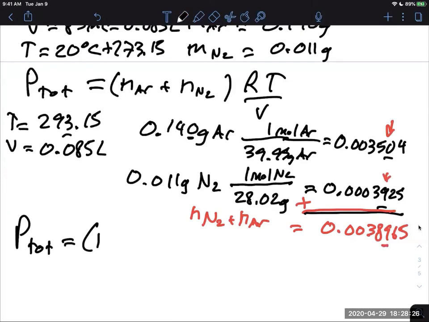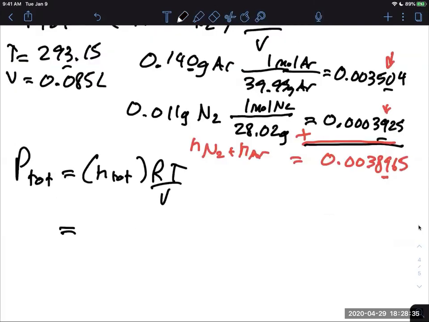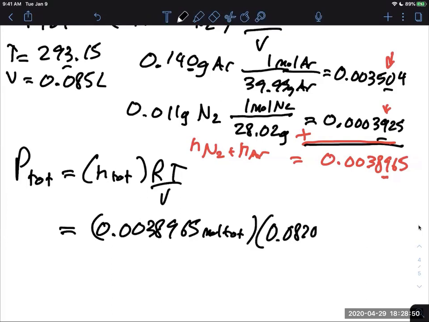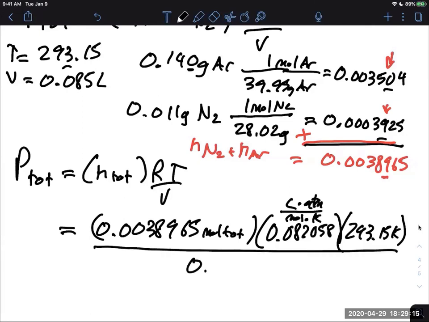P total is going to be equal to the N total times RT over V. So it's going to be equal to 0.0038965 mole total times the gas constant, which is 0.082058 liters times atmospheres over moles times Kelvin, times the temperature, 293.15 Kelvin, and all of that divided by the volume of 0.085 liters. How many sig figs should I have? Because of the volume, I'm only going to have 2.